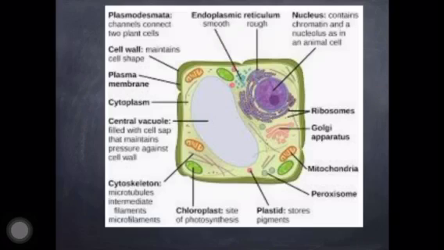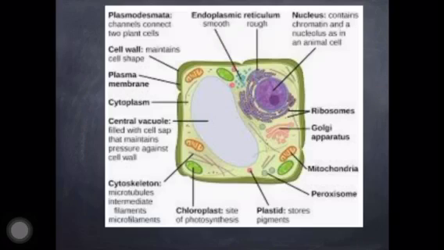Cyto stands for cell and skeleton. It's a kind of structure which provides rigidity or turgidity, or we can say which gives a proper structure to the cell, right? Then chloroplast, not a new word for you. These are the sites of photosynthesis. Of course, if we talk about chloroplast, it will be part of the plant cell.